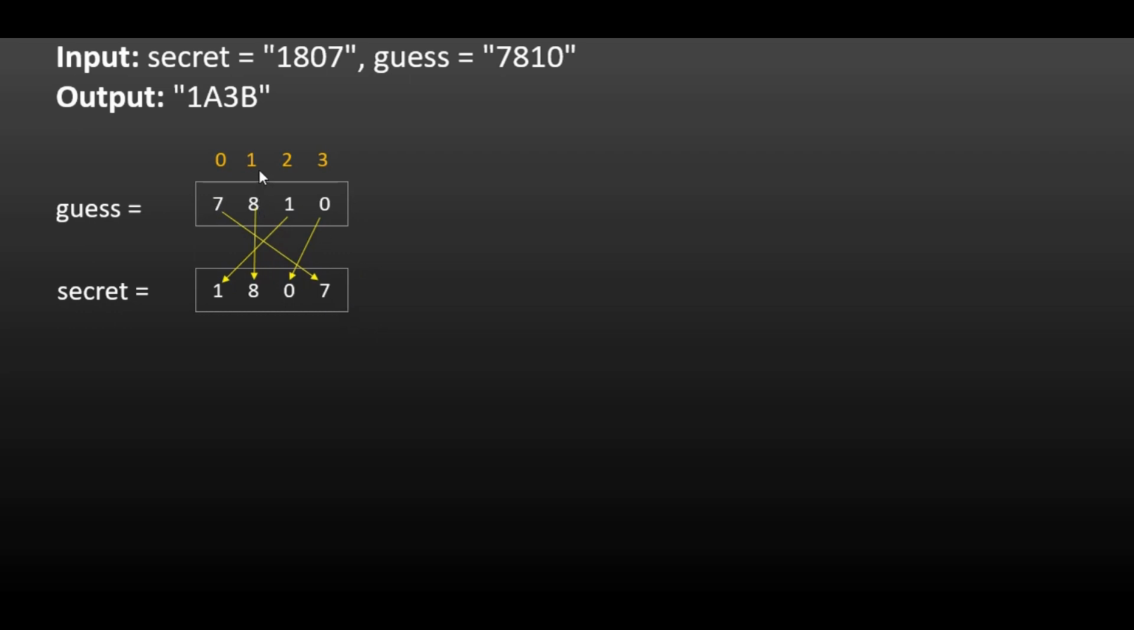Now if I go to the next letter, 8, which is at index 1, and my secret digit at index 1 is also 8, so both are matching. So we can say that the bull counter we can increase, because both are at the same index. Similarly, if I go to the next character, which is at index 2, the guess digit is 1 and it is present at the 0th index in my secret. So it's present, so my cow counter will increase.